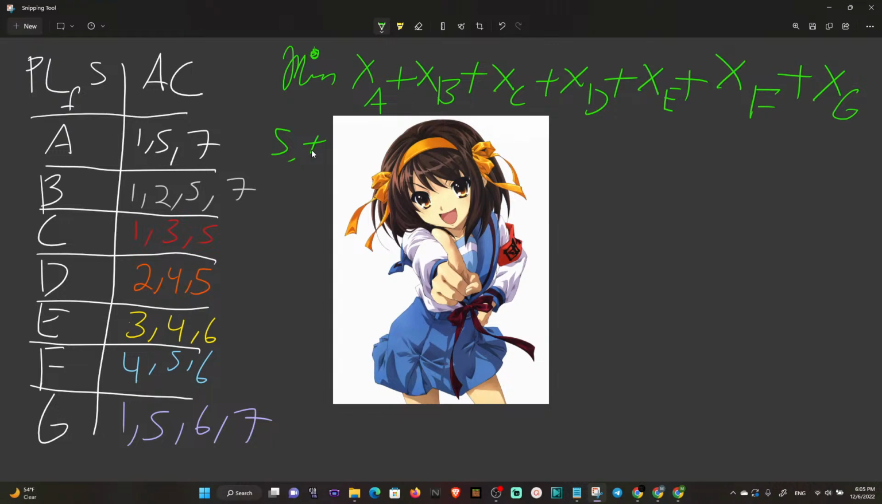Subject to: for area 1, it's going to be XA plus XB plus XC plus XG is greater than or equal to 1.